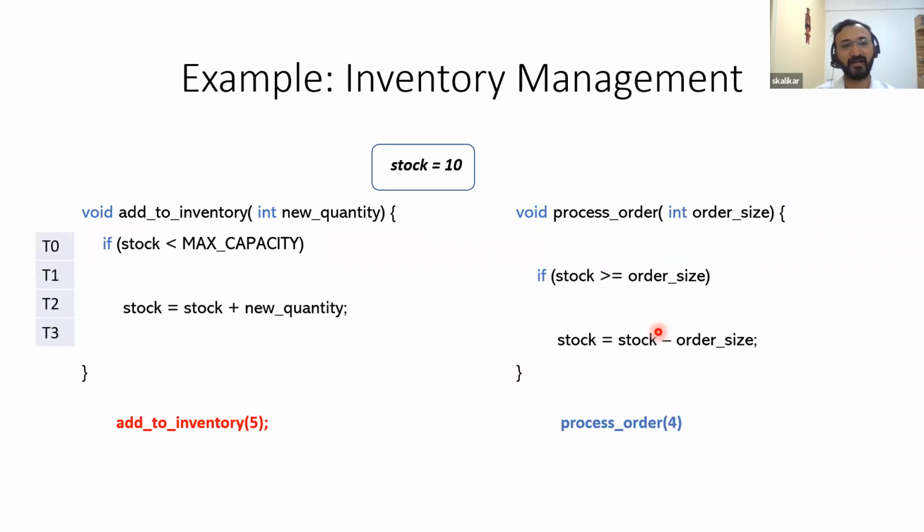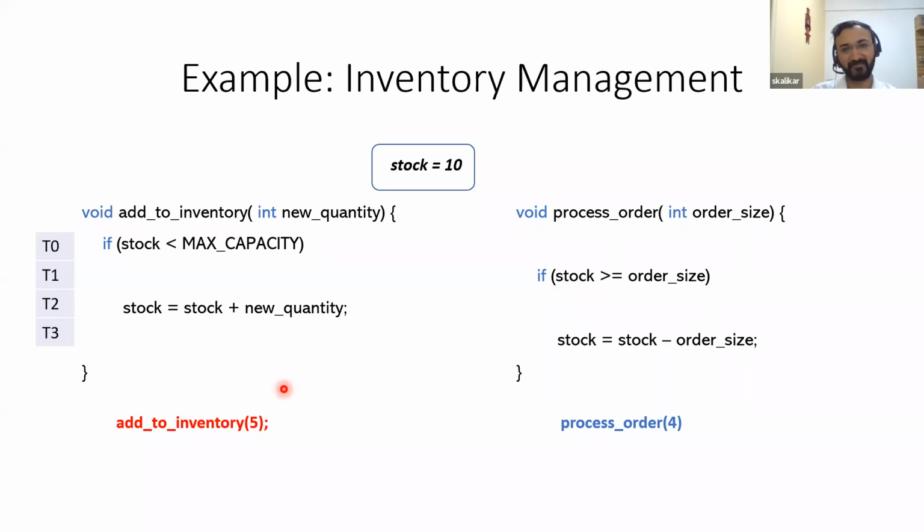Suppose there is a timeline T0 to T3, and as suggested by Mayank, suppose at T0 the inventory addition checks the max capacity condition, and at T2 a parallel thread checks the order size against the stock value, and because the condition is satisfied, it adds the inventory, and finally after this the order also decrements it. So after this, what are all the possible values?